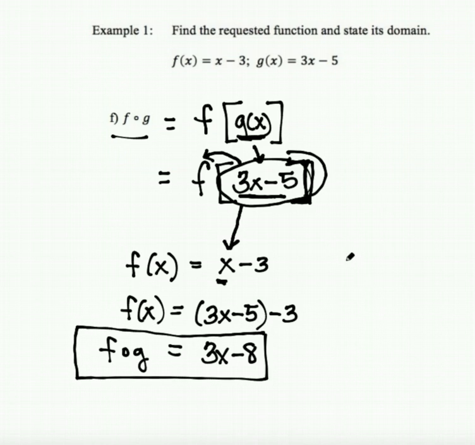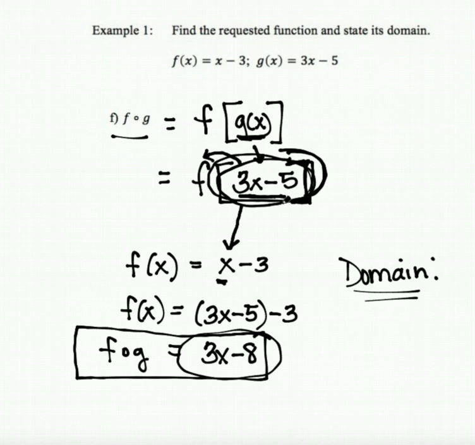All right, now let's talk about the domain. Remember, we have to look at our new function that we've created, which is 3x minus 8. There are no restrictions there. But then we also have to look at my inside function. My inner function was this 3x minus 5. Again, no restrictions there. Since there are no restrictions on the new combined function and the inner function, I have a domain of just negative infinity to infinity.